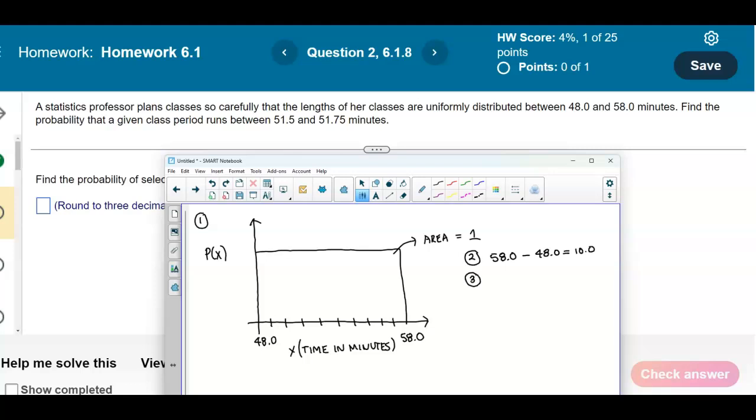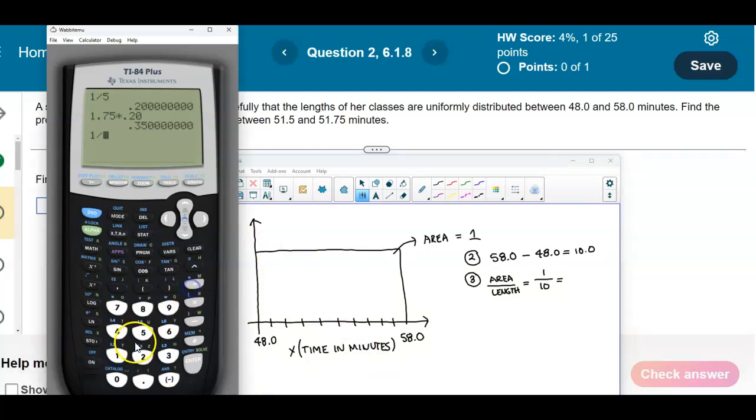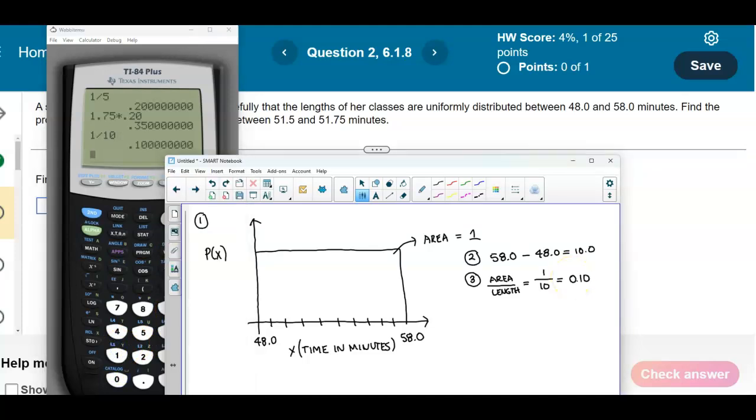Okay, so now the next step is that since the uniform distribution is rectangular, and it has a length of 10 and an area of 1, we want to find the height of that uniform distribution. So we're going to take the area and then divide it by the length. So the area is 1, and then we're going to divide that by 10. And that's going to give us the height. So if we take 1 and divide that by 10, then we get 0.10. And so now that's going to give us the height of this rectangle.